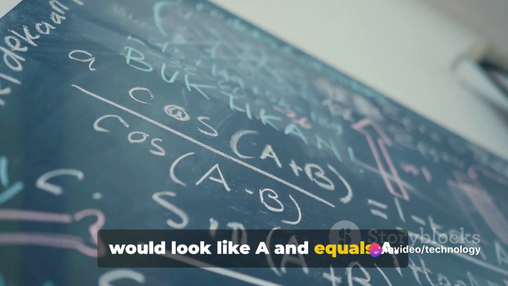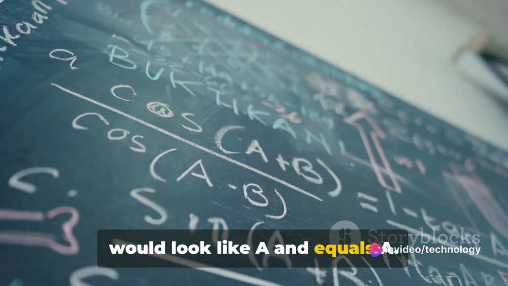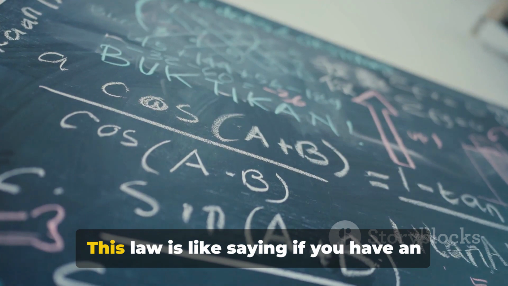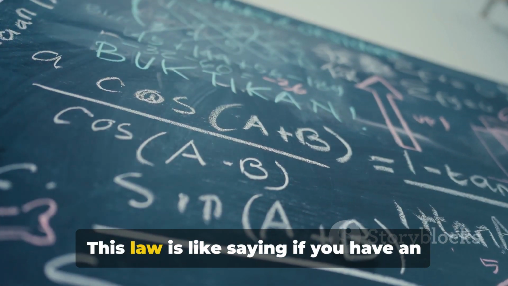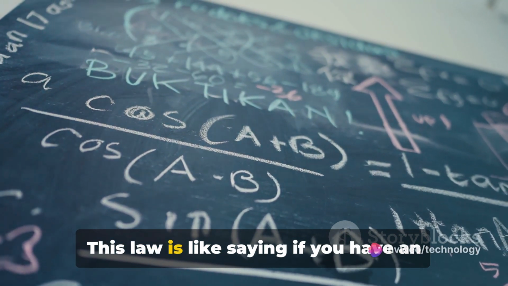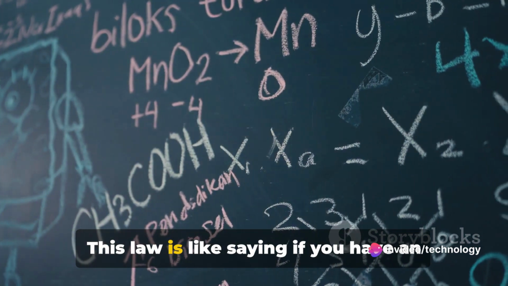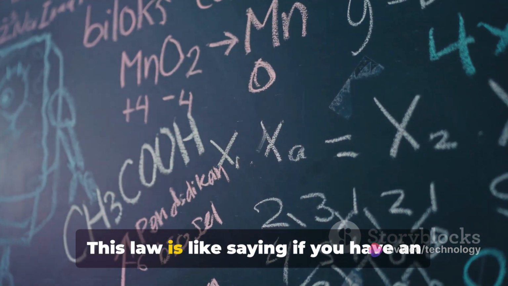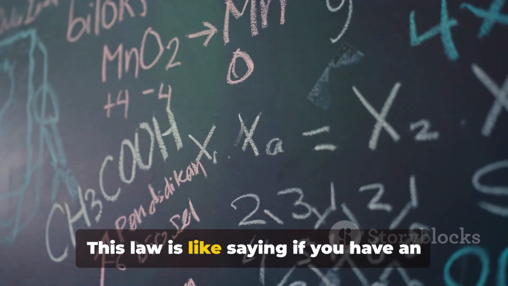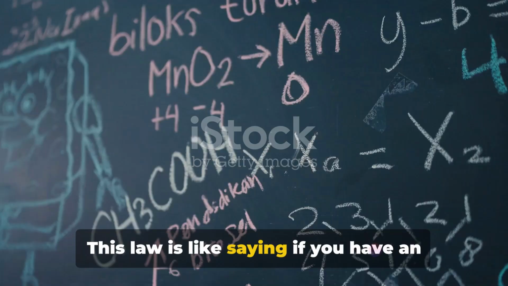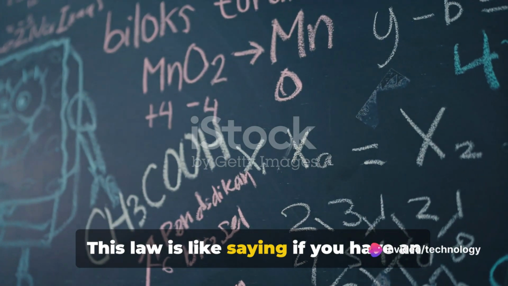Imagine you have a group of friends represented by A, and you're deciding whether to go to the beach, B, or the cinema, C. According to the distributive law, the whole group's preference for the beach or cinema is the same as each individual friend's preference for the beach or cinema. Now let's look at the absorption law. This law is like the ultimate simplifier. It states that A or (A and B) equals A, and similarly A and (A or B) equals A.